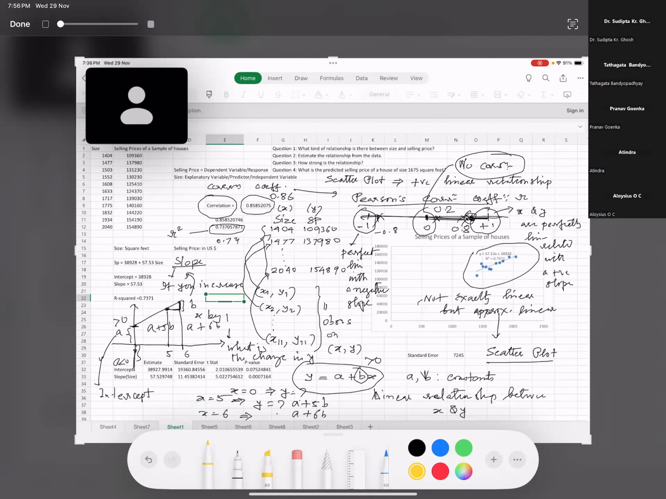We have already talked about the estimated relationship shown in this picture. The estimated relationship is y equals 57.53x plus 38928. So this is the estimated linear relationship from the data. Now I will explain how this estimate is obtained from the data.